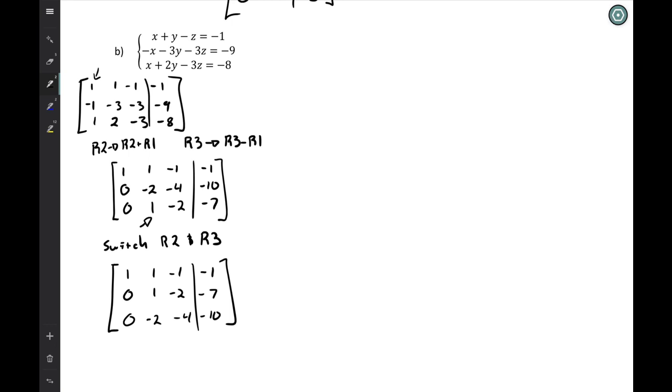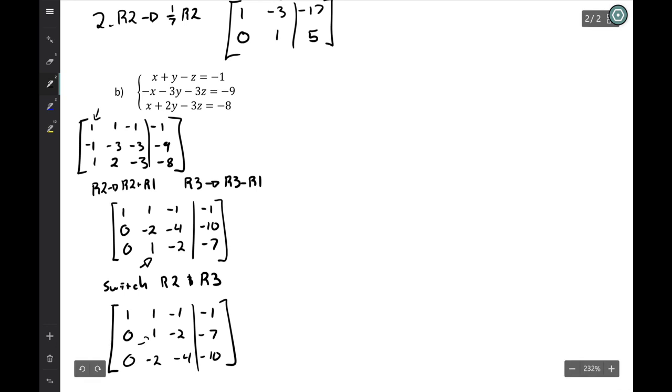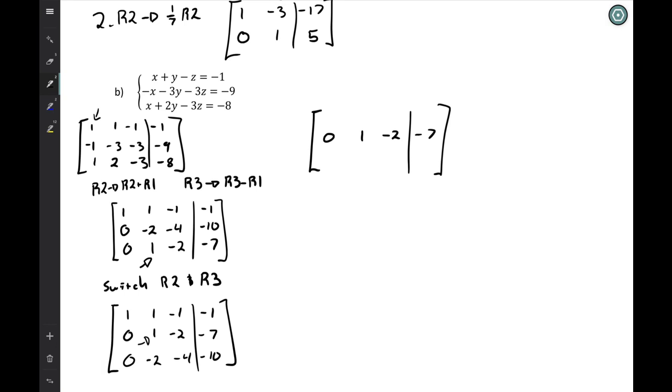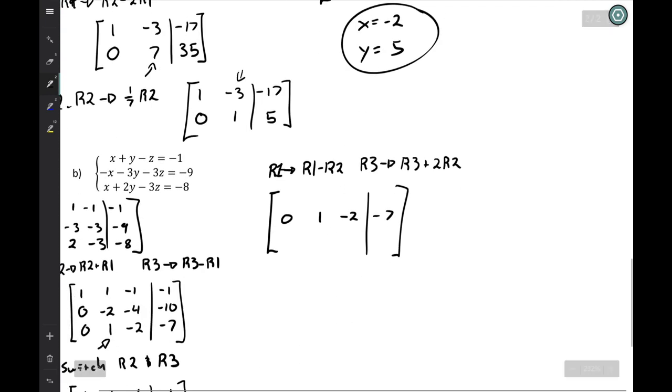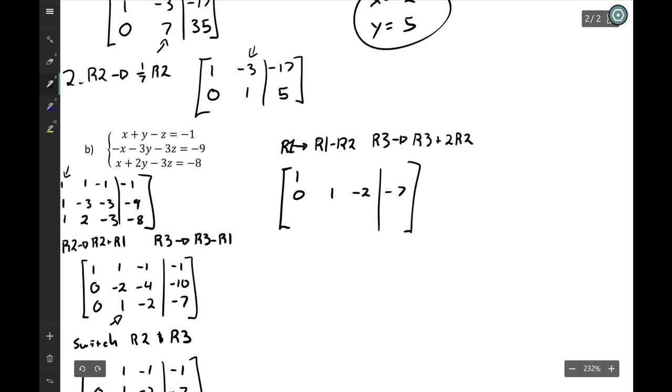Okay, next one. Well, I noticed that there is now a 1 in this entry right here. So let's keep R2 the same. So I got 0, 1, negative 2, negative 7. And then in order to get rid of everything there, R1 becomes R1 minus R2. And then I'm going to let R3 become R3 plus 2R2. Okay, so R1 minus R2 gives me 1, 0, 1, 6. And then I got 0, 0, negative 8, negative 24.